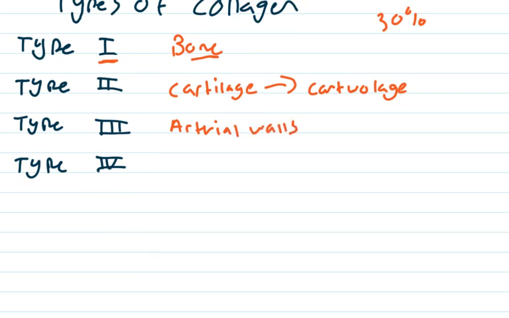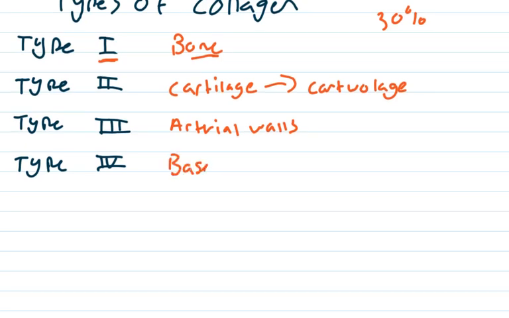It comprises a couple other things, but the main thing here is the arterial walls. We'll see what defects in type 3 collagen look like when we talk about Ehlers-Danlos syndrome. And the final type of collagen is type 4 collagen, and this makes up the basement membrane of cells or tissues. So types 1 through 4. There are many other types of collagen, but for the sake of the Step 1 exam and what we need to know for class, these are the 4 main types.